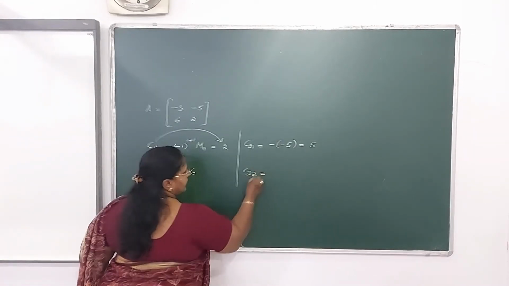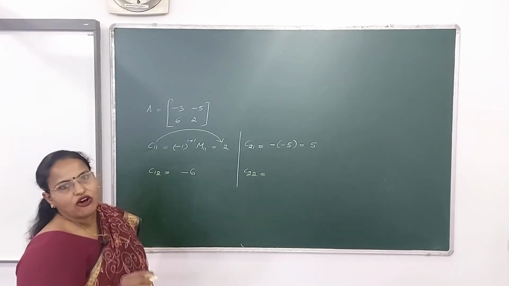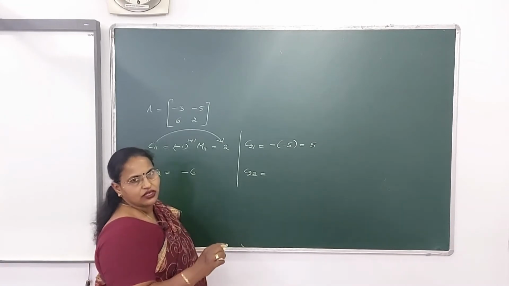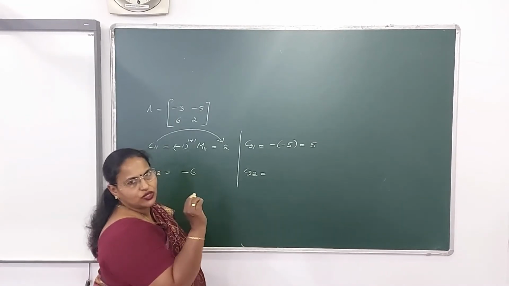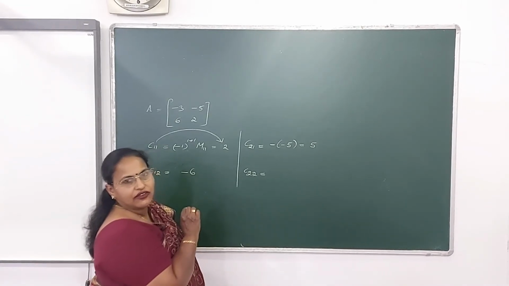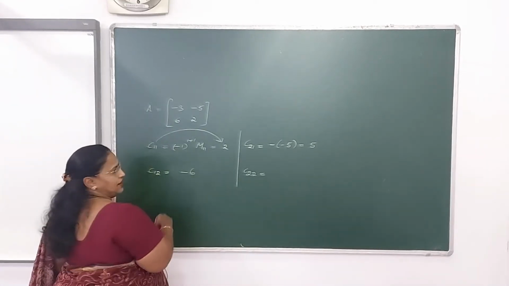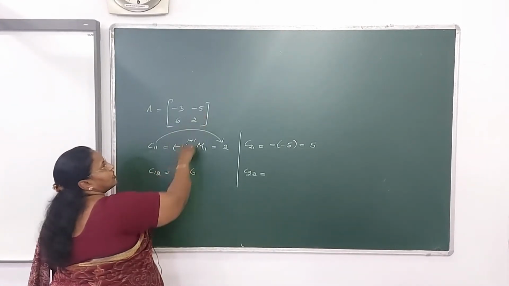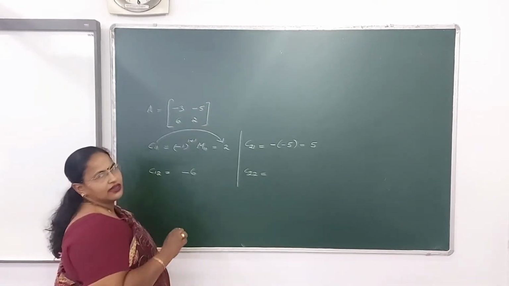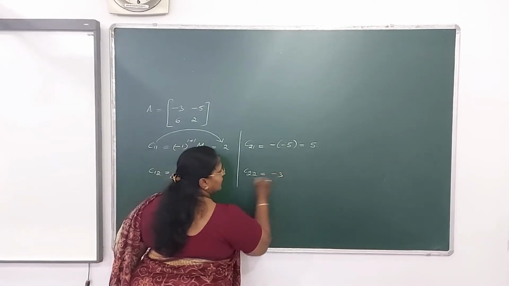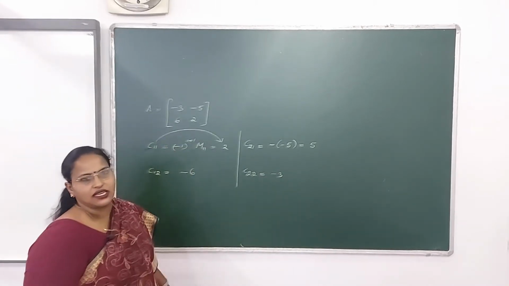C22, the cofactor of A22. 2 plus 2 is even, that means a plus sign will be there, so nothing to mention there. Directly we'll find out the value of M22. What is M22? Delete the row and the column. So minus 3 is there. Get the determinant value of that. So it's minus 3, and the answer is minus 3.